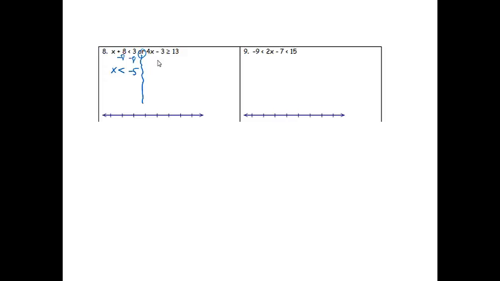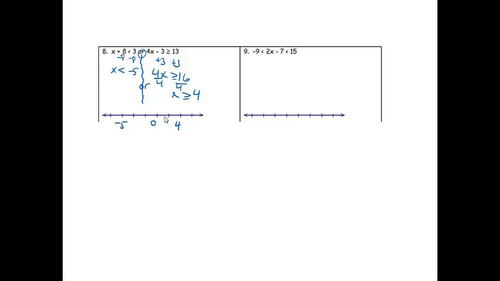And then on the right side, to get x, we'll add 3 to both sides. So I'll get 4x is greater than or equal to 16. Then I'll divide both sides by 4, and I'll get x is greater than or equal to 4. So those are my two answers, and now I'm ready to graph them. Negative 5 will go on the left side, 4 will go on the right.